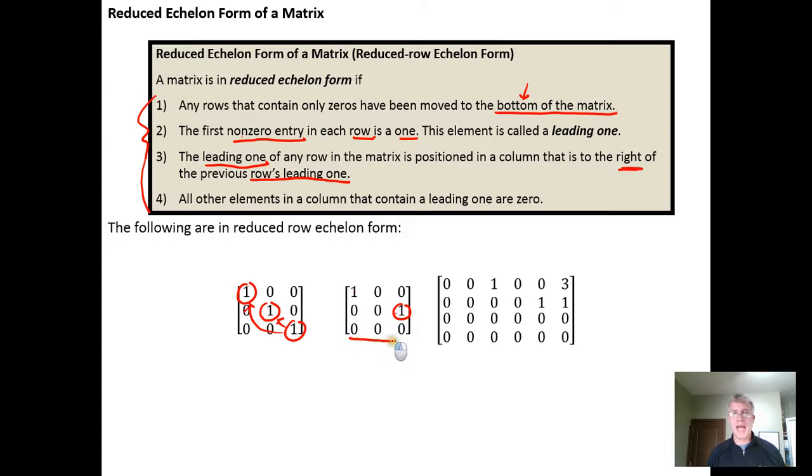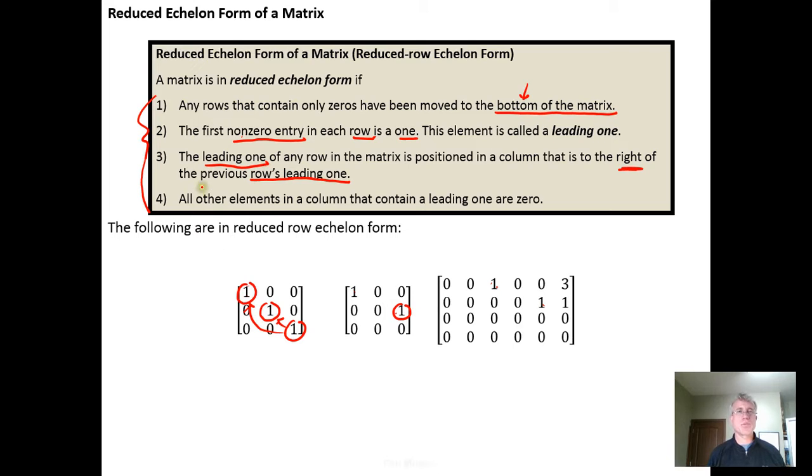Here, row 3 has no leading one, so it meets that criteria kind of in a vacuous way. So here's my leading one. My first non-zero entry is a 1. The next row down, its first leading one is positioned to the right of this row's leading one. So we meet that criteria.